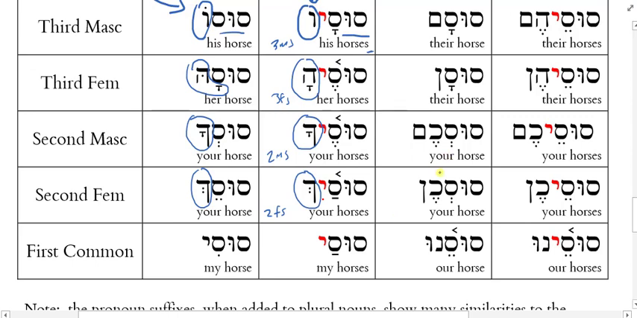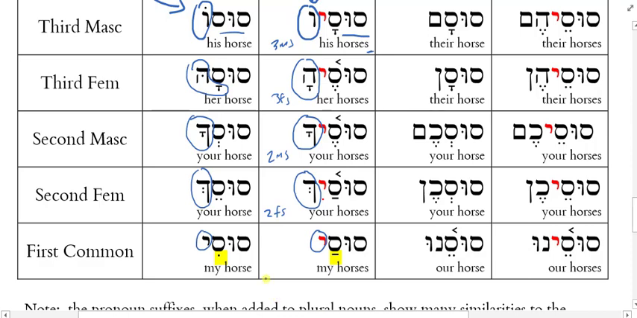And then if I want to say my horses, it's susai, and let's compare that with my one horse, susi. Both of them have a yod. The yod is the same. What's different here? It's the vowel that comes right before the yod, right? I get an a vowel if it's plural, and I have my chirik, my i vowel, if it's singular horse. All right?